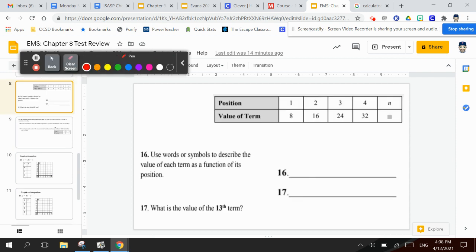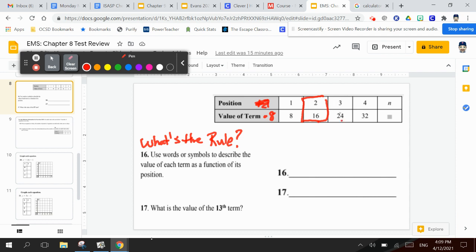On number 16, we want to use words and symbols to describe the value of each term as a function of its position. In other words, what's the rule? Okay, so what is the rule? Well, go from 1 to 8. I can either add 7 or I can multiply by 8. So I check 2 and 16. 2 plus 7 is 9. That says 16, so I know that that one doesn't work. 2 times 8 is 16. That works. Let me try 3.